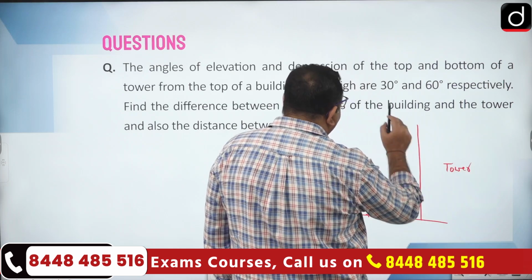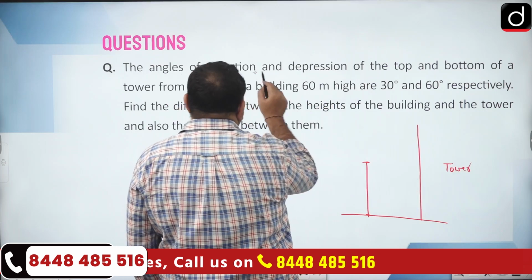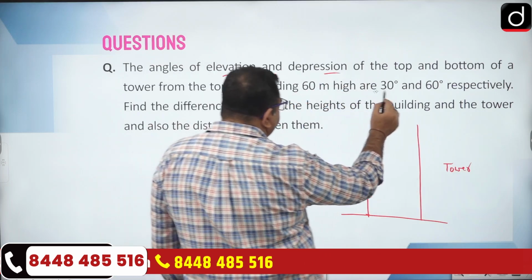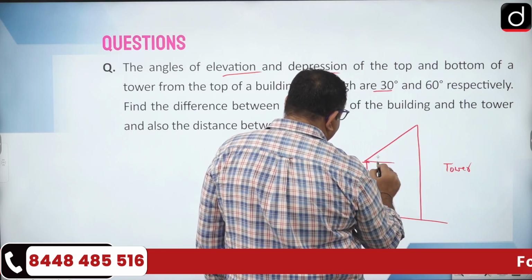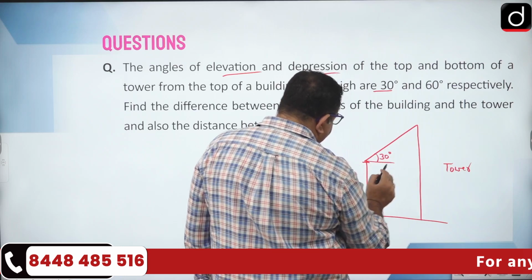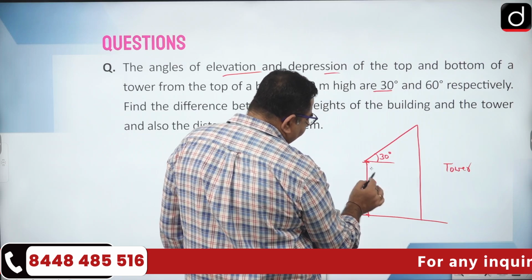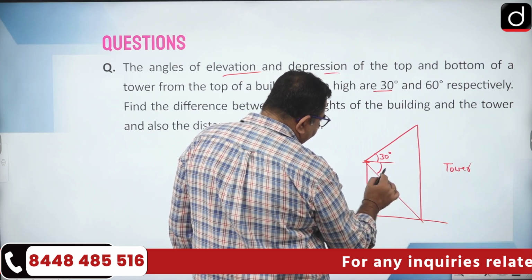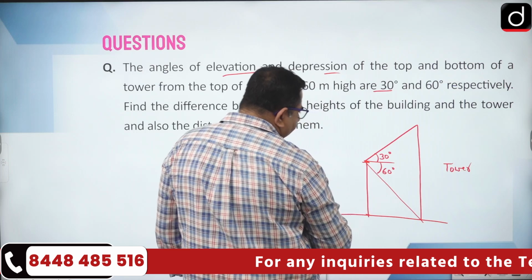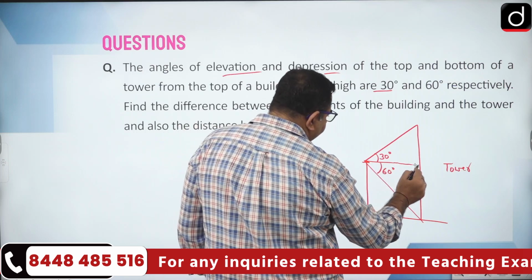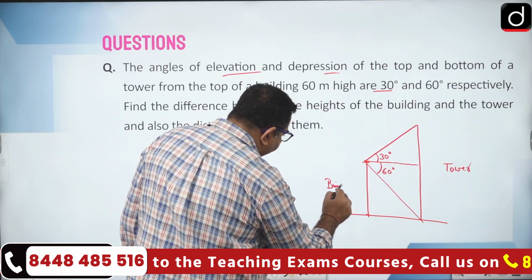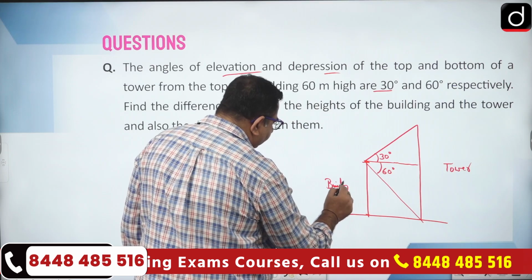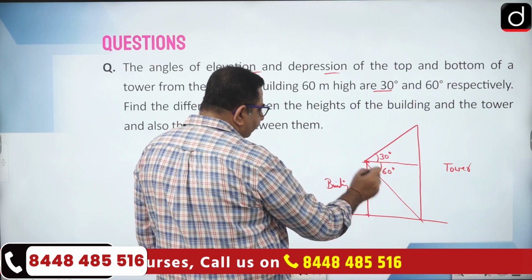So angle of elevation and depression. The angle of elevation is 30 degree, and the angle of depression of the bottom is 60 degree, right? So this is the building, right, and this is the tower.